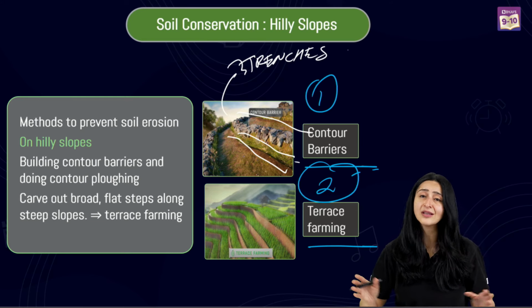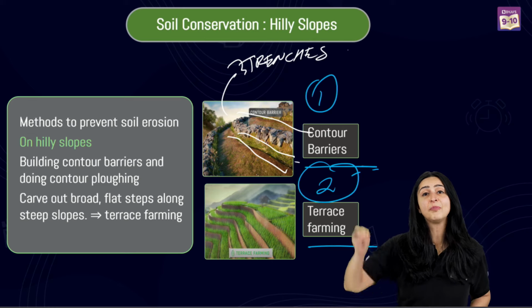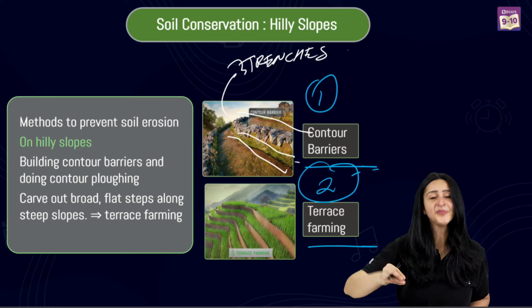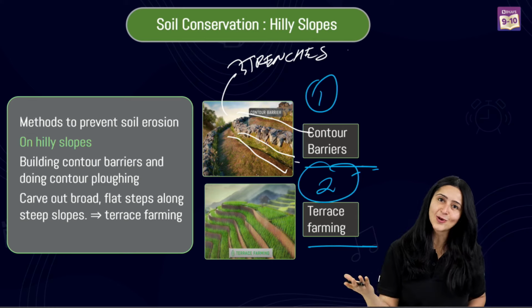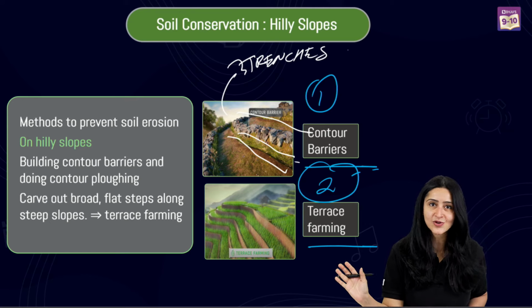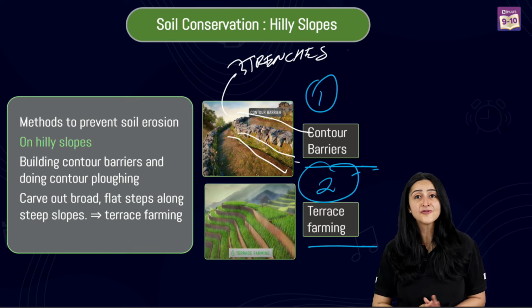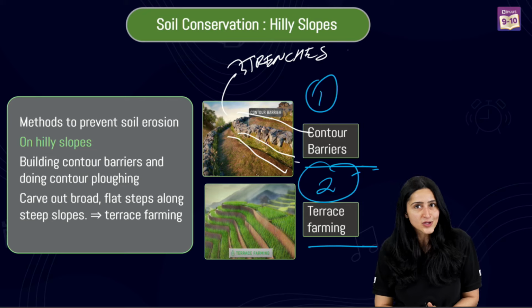So what are we doing over here? This is nothing but a way of breaking the flow of water. If you break the flow of water, as always, you will have less soil erosion. So this is one method of soil conservation on hilly slopes.